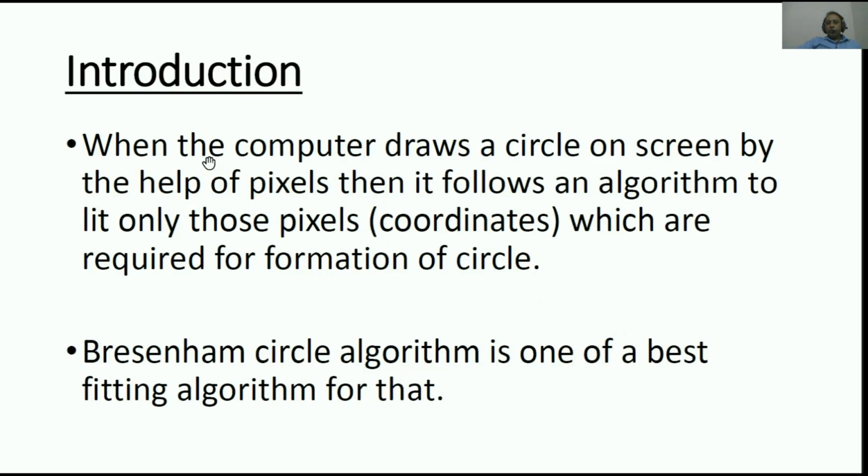Coming to the topic, in a simple way we can learn like this: when a computer draws a circle on screen with the help of pixels, it follows a particular algorithm so that only those pixels, only those coordinates, are lit which can show that circle. The Bresenham circle algorithm is one of those algorithms, and it is a very efficient algorithm.